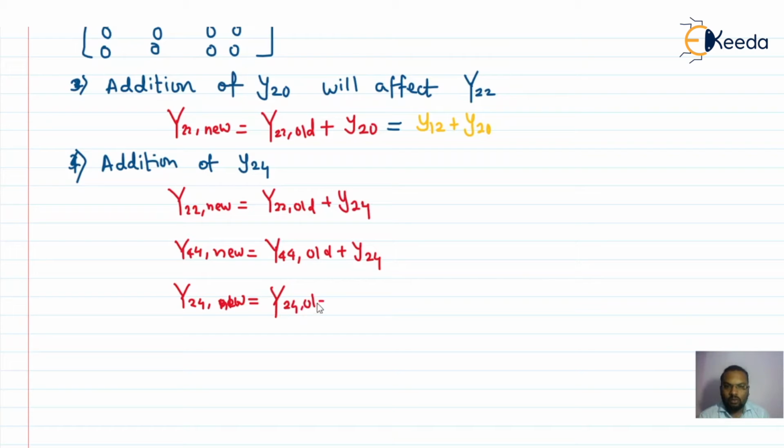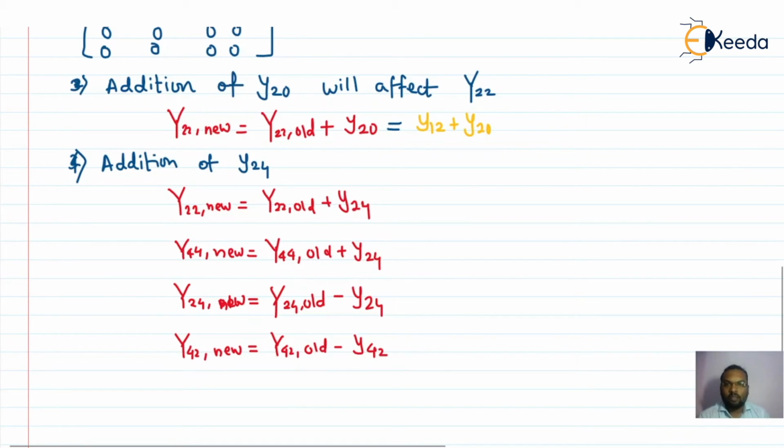Then y24 new will be y24 old, it will be minus, because it is a transfer admittance. Take care of it. Minus y24. And y42 new value would be y42 old minus y24. Okay, now how is it going to modify, how is it going to change?